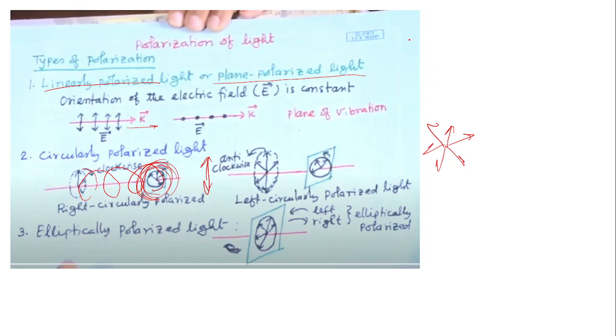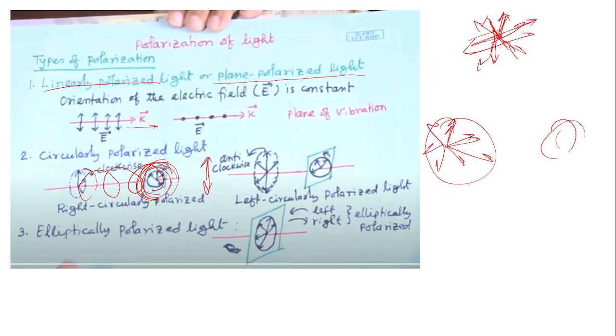How is it different from unpolarized? Because in unpolarized light, at a particular point of time, all these directions were existing. This was varying in this direction, this was varying in this direction, so many such directions simultaneously. But in this case, at one point of time it's here, then after some time it's here, after another time it's here. It's not simultaneous. But when I see from here, I see ultimately it's circular. So that's why we call it circular.